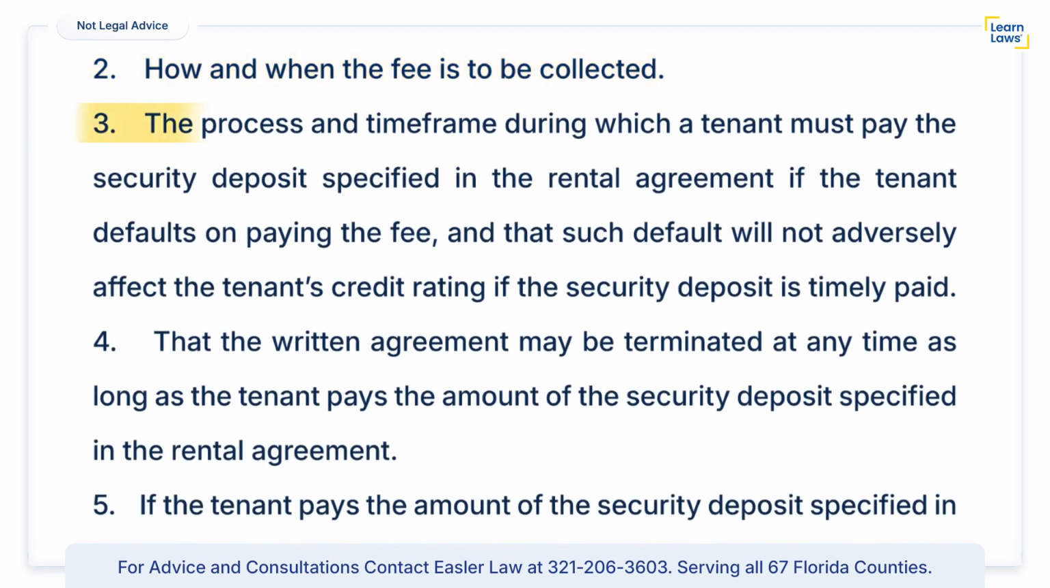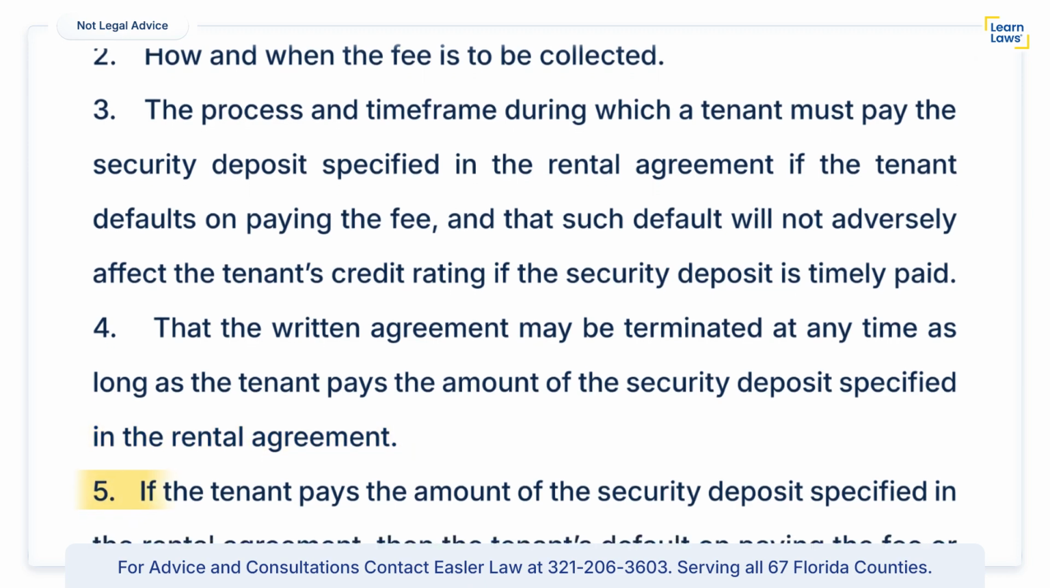3. The process and time frame during which a tenant must pay the security deposit specified in the rental agreement if the tenant defaults on paying the fee, and that such default will not adversely affect the tenant's credit rating if the security deposit is timely paid. 4. That the written agreement may be terminated at any time as long as the tenant pays the amount of the security deposit specified in the rental agreement.